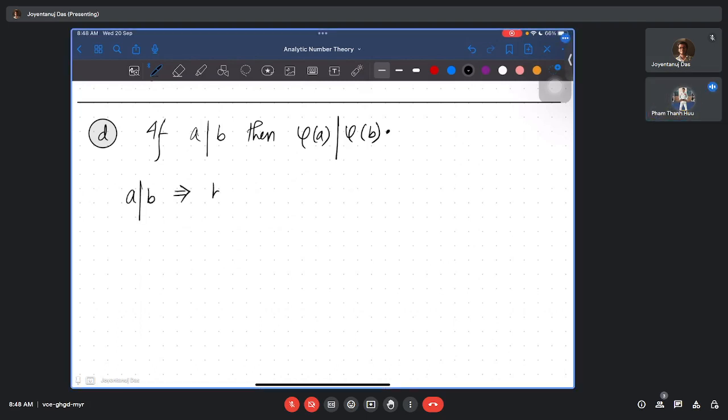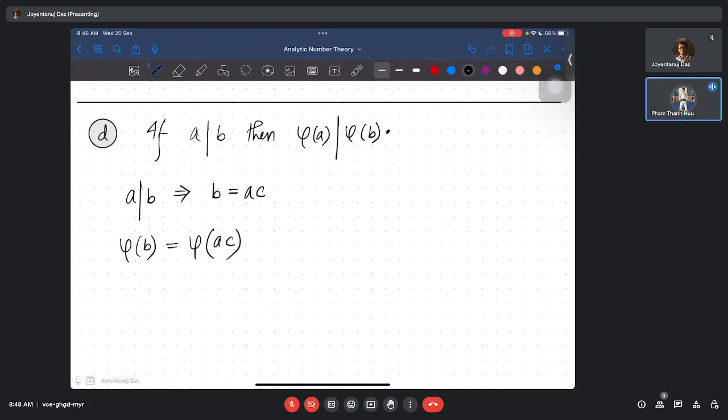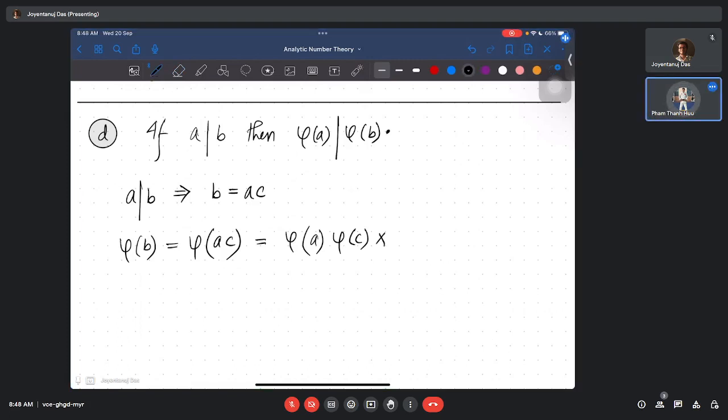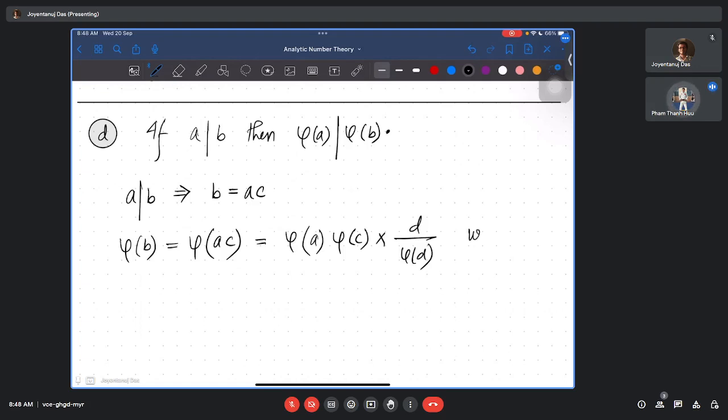So a divides b, so I can write b as a times c, right? Then phi of b is nothing but phi of a times c, right? And now by the previous property, it's phi of a times phi of c times d over phi of d, where d is the GCD of a and c, right?